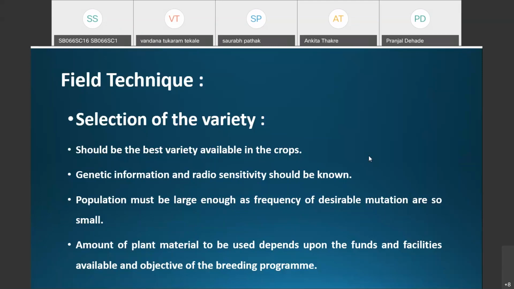Then another important thing is the amount of plant material to be used, depending upon the funds and facilities available and the objectives of the breeding program. As far as possible, a large number of the population is selected, but the amount of plant material selected depends completely upon the funds and the facilities available and the objectives of the breeding program.